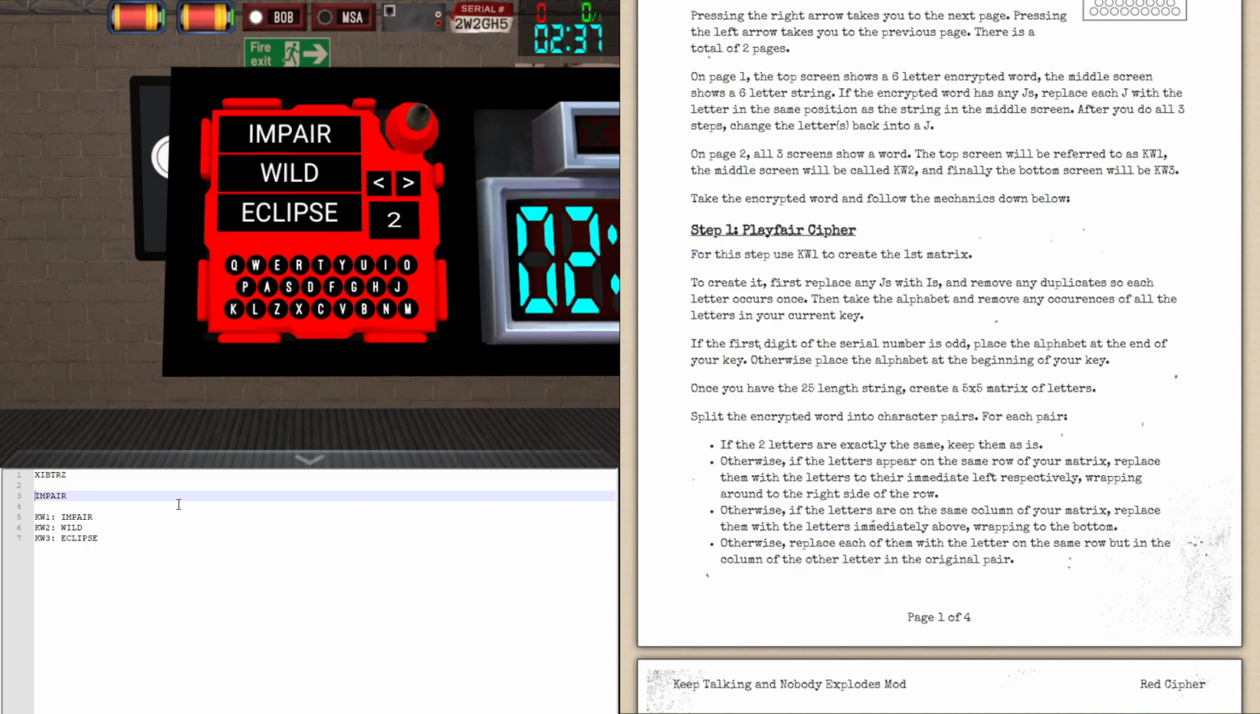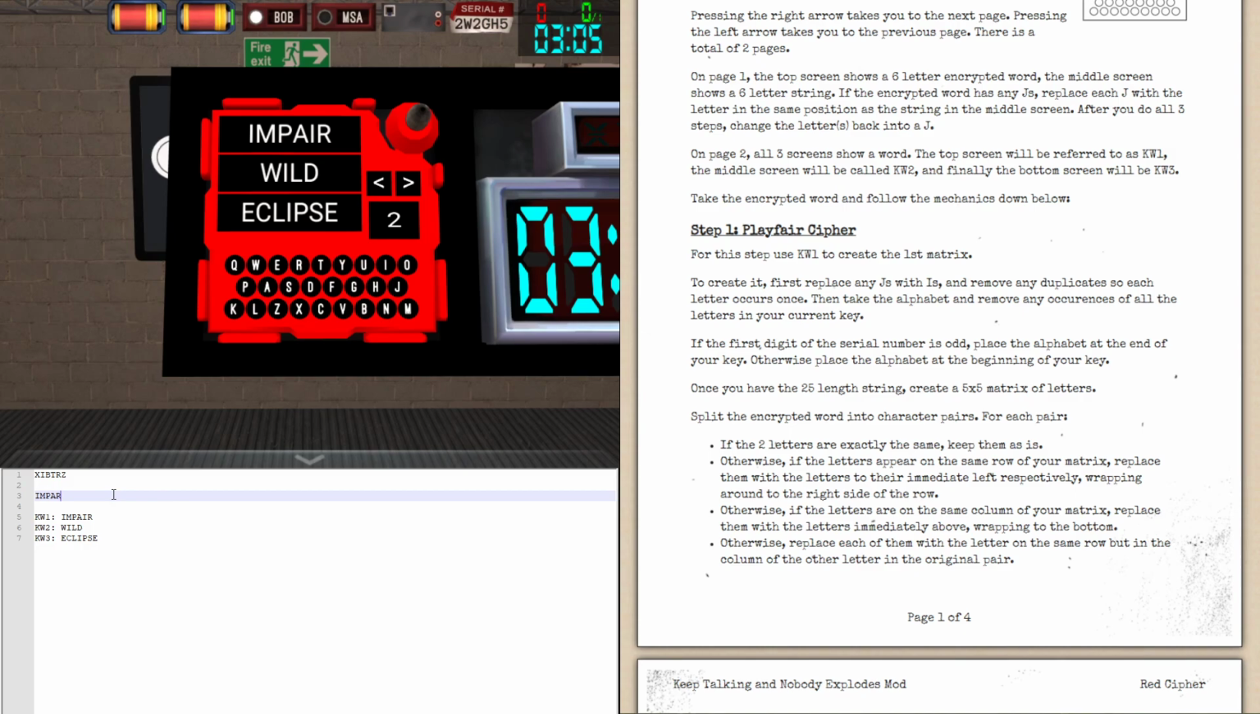Then we're going to remove any duplicates in the keyword, so each letter occurs only once. So there's one I, one M, one P, one A, an extra I there, and that's an R. So all I did was remove the extra I in that case. You remove any second occurrences, not the first occurrences. If there was a second occurrence of I, you would remove that I, and if it was a third occurrence of I, you would remove that I, obviously.